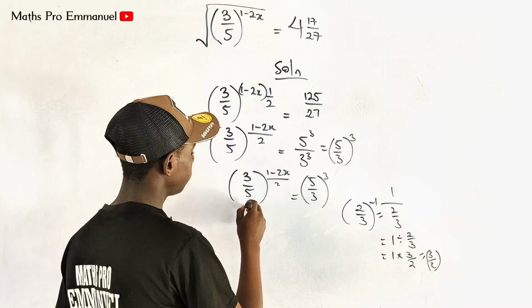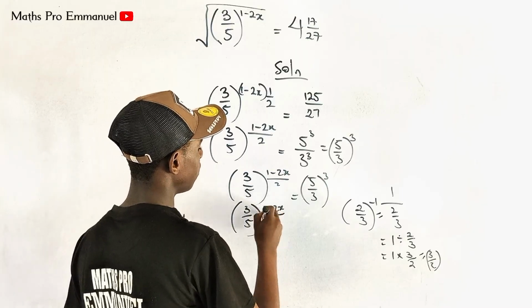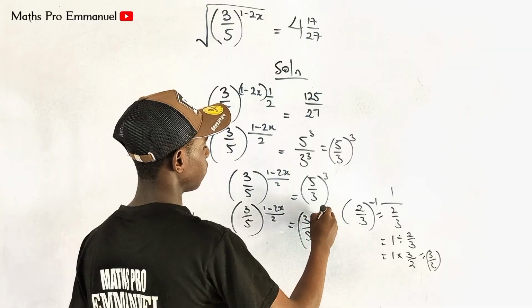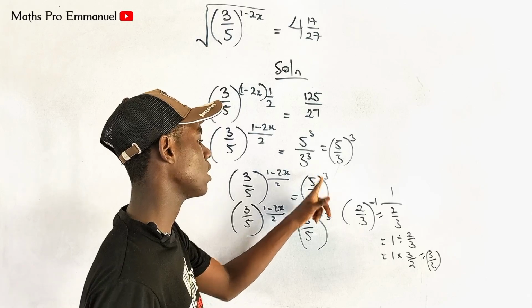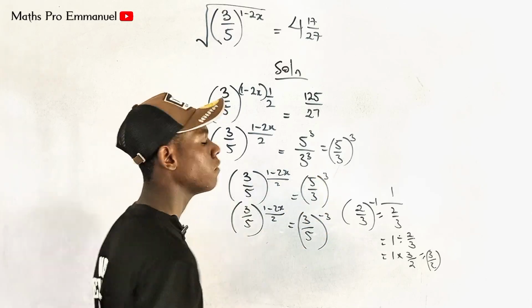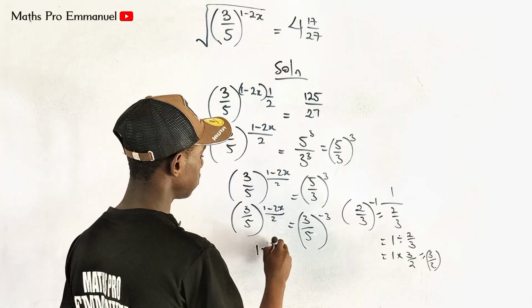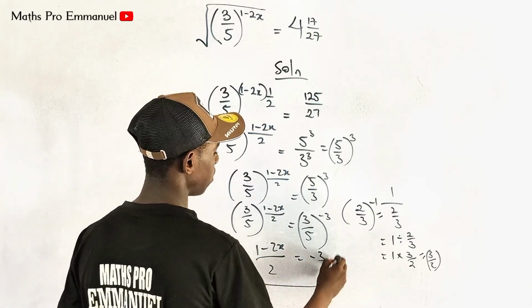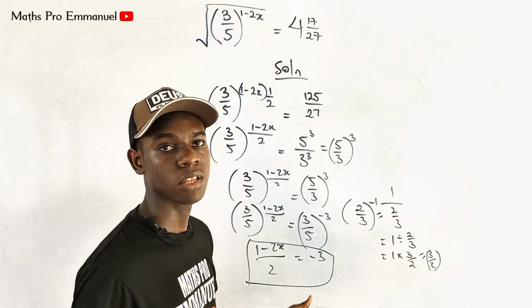So with this idea now, to convert 5 over 3 to 3 over 5, I'm just going to have 3 over 5 all raised to the power of 1 minus 2x all over 2 now equal to 3 over 5 all raised to the power of minus 3. So when I add a negative sign, minus 1 times 3, I'll have minus 3. Now you can see the two of them are the same. Since they are the same, I'm just going to equate the index. Then I'm going to find the value of x from this. So now let's solve it and get the value of x.